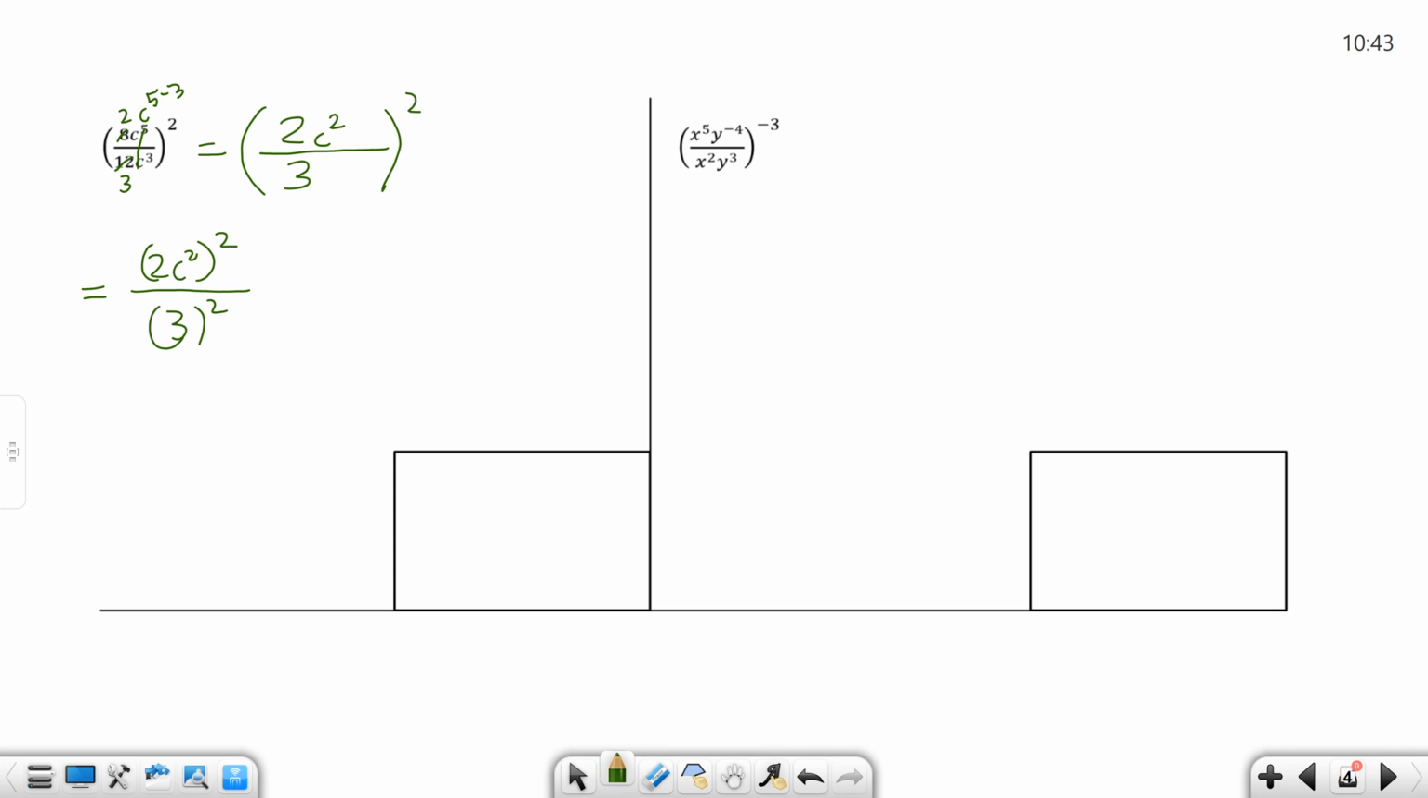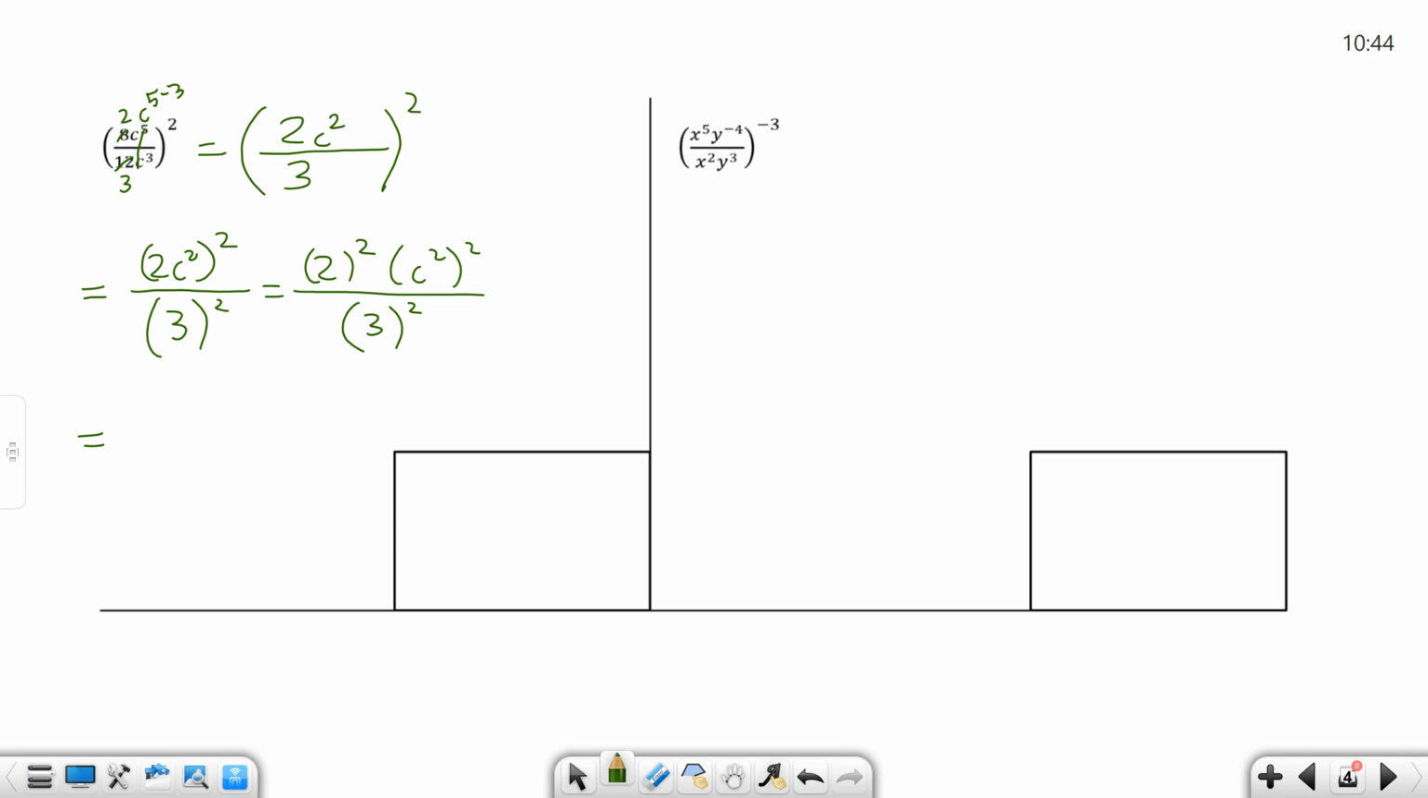And if you remember this, I'm going to take everything and put it over that. Square it. So I'm going to do one more step. 2 squared, c squared, and 3 squared. And again, I'm showing extra steps here that some of you may skip, and that's okay. But I'm just showing you all the steps here. Taking this 2 to this power and then this to this power. All right?